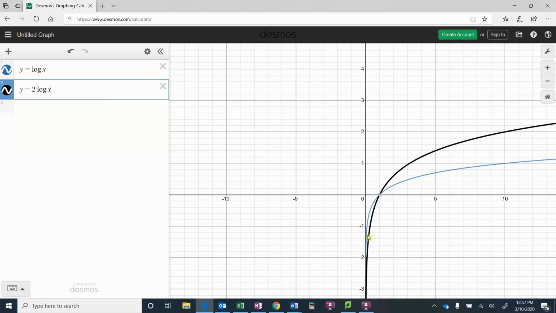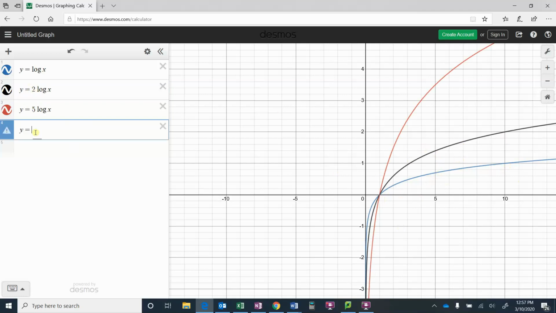Notice how this graph continues to increase. The graph keeps going up, up, up. And as long as we keep that value in front positive, the graph's just going to continue to keep going up, steeper and steeper and steeper.